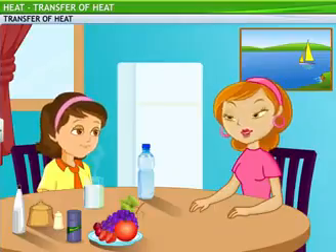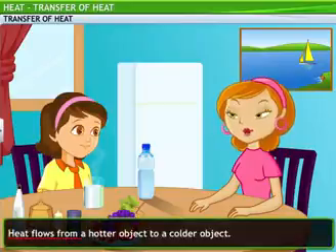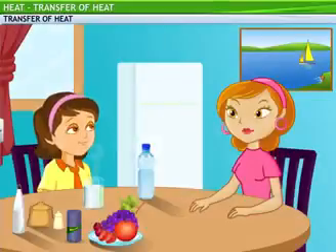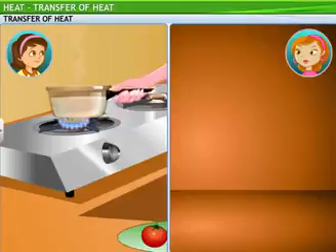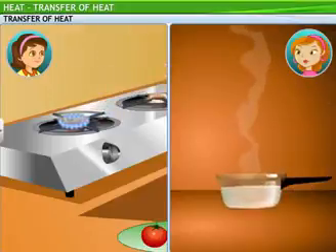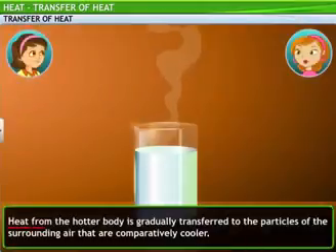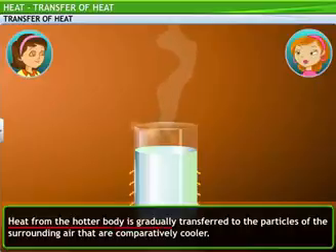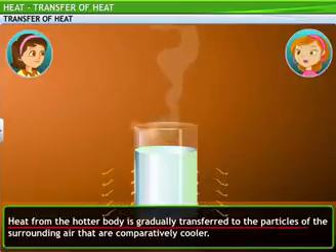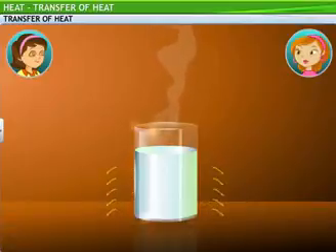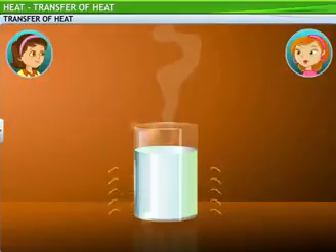There is a simple answer to your questions. Heat flows from a hotter object to a colder object. Meaning? When milk is heated, its temperature rises quite high, right? It sure does. So, when we take it off the flame and put it on a table, the milk is hot, but the surrounding air is relatively cooler. The heat from the hotter body, which in this case is milk, is gradually transferred to the particles of the surrounding air that are comparatively cooler. That makes the milk lose its heat and gradually cool down.